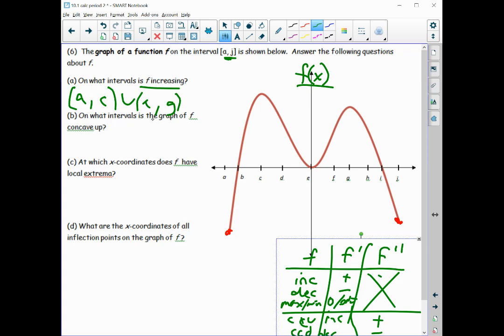Okay, on what intervals is the graph of f concave up? Again, I'm looking at f, and I'm looking for concave up, so I'm actually just looking for where it's smiling. So that looks like it's going to be from D to F.